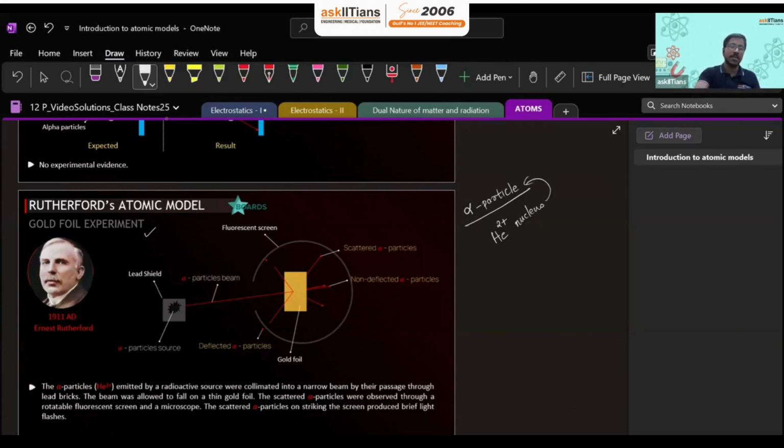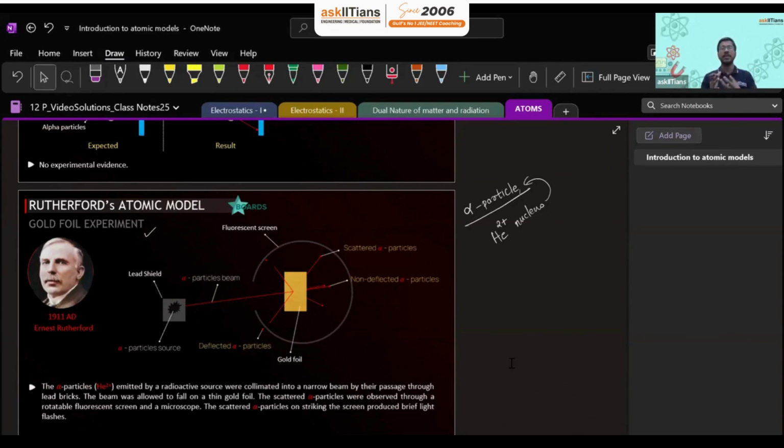So let's say we consider some source of alpha particles, emitted by some radioactive source. This alpha particle emitted is collimated into a narrow beam. What do you mean by collimated into a narrow beam? It's made to move in a focused manner through a certain path. This focusing is done by using something like lead bricks.